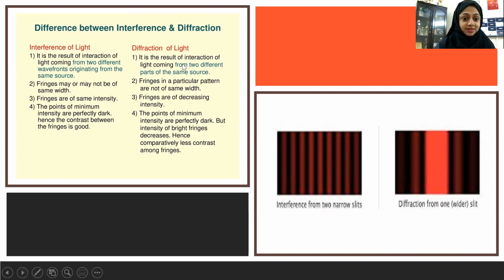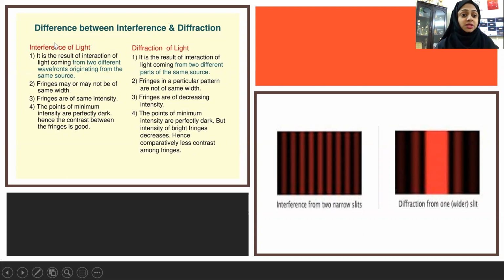This is caused by a single slit and this is caused by a double slit. Now fringes may or may not be of the same width. Mostly it will be of the same width as shown here. And for diffraction of light, fringes in a particular pattern are not of the same width. As you can see here, they are not of the same width.